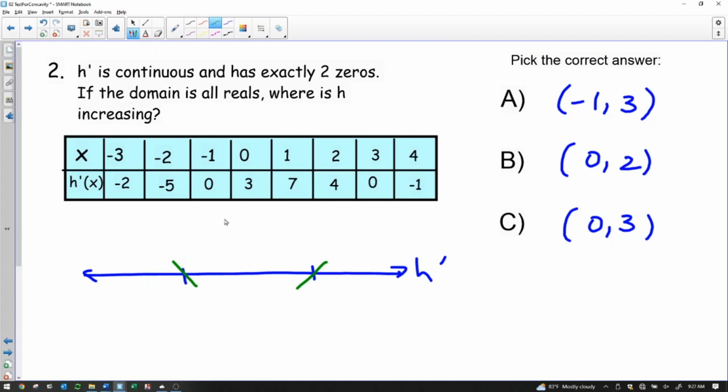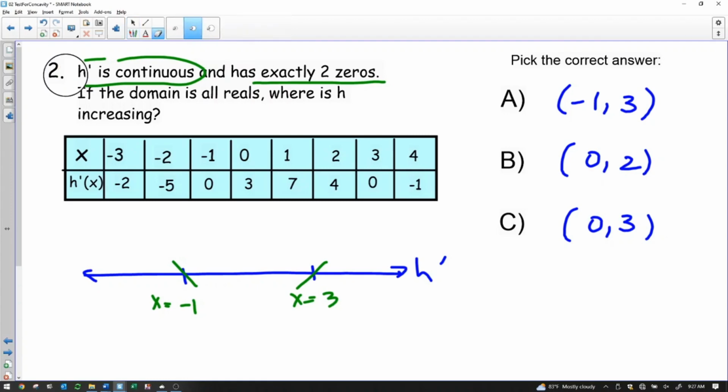And those two places, where would they occur? Can you look at this and tell me where they would occur? At x equals -1 and x equals 3. You see where we're getting that? Those are the two places. And if I did an h prime number line, this says there are only two places where there are zeros. And then it says h prime is continuous, so I'm assuming there's no place where you have DNE.